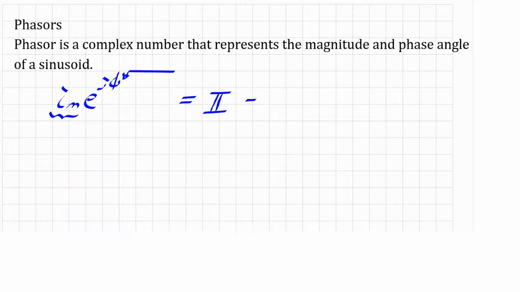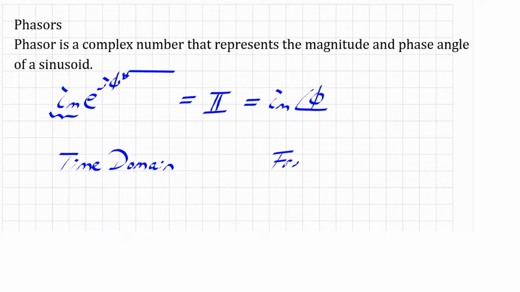And frequently, instead of writing the exponential form, we only need to remember this: there is an amplitude that we're interested in, and a phase angle we're interested in. That is called a phasor. And now we want to compare the function in time domain and frequency domain.